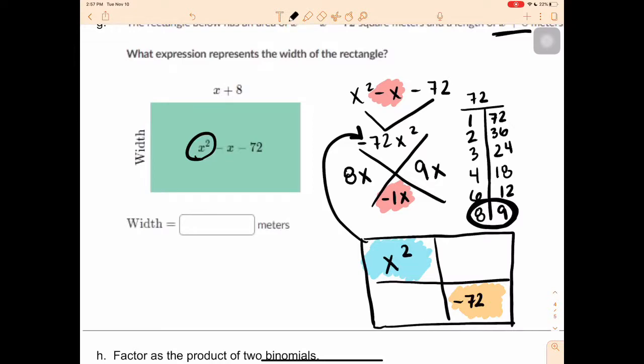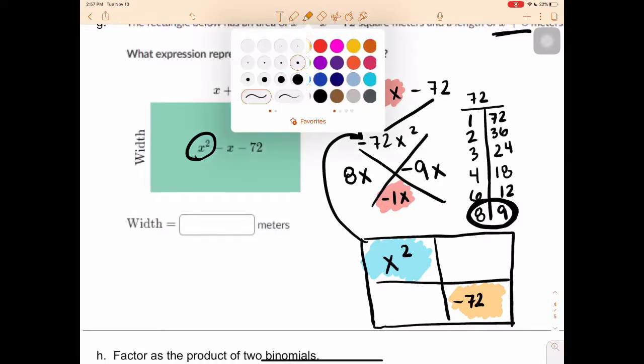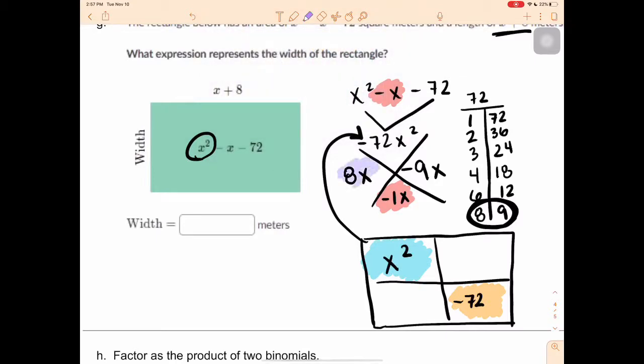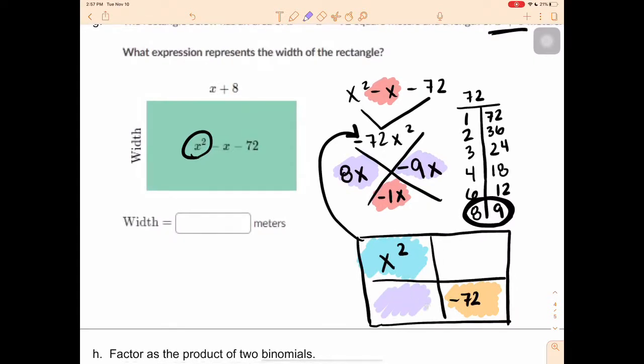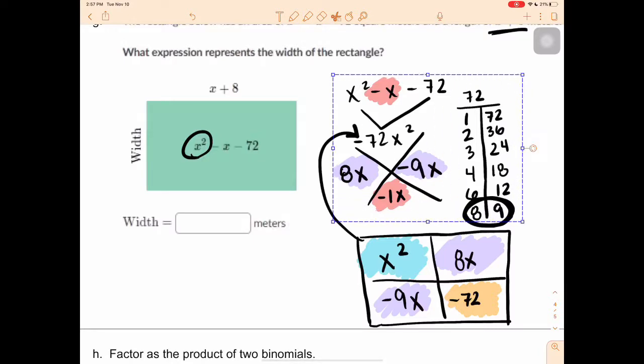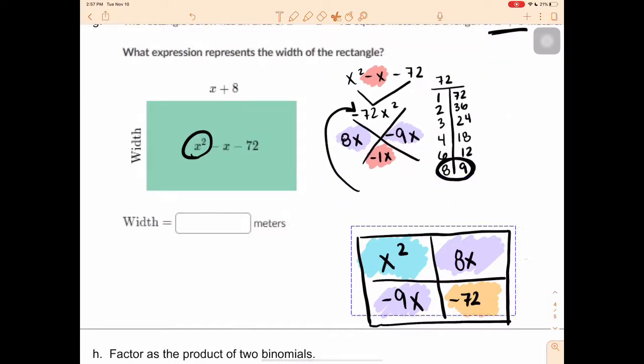So hopefully you can see that in order for the result to be a negative 1, your 9x must be negative. 8x minus 9x. Okay? And 8x times negative 9x is negative 72x squared. So the two factors go here on the area model, and we want to put 8x and negative 9x. Again, it does not matter where you put them. Let me just go ahead and get this out of the way a little bit. Okay, we'll leave that there.